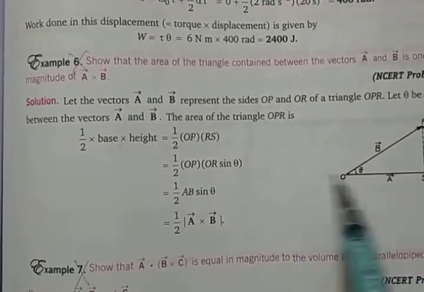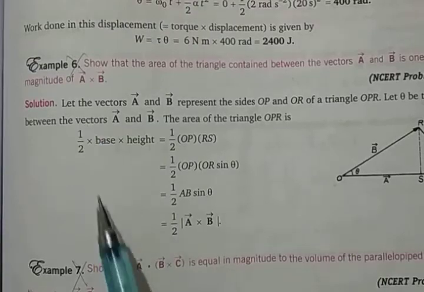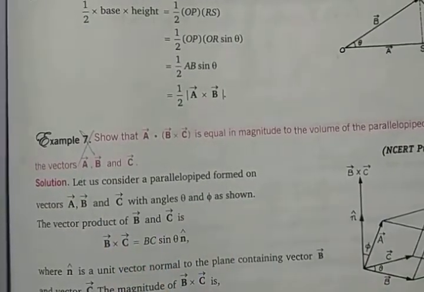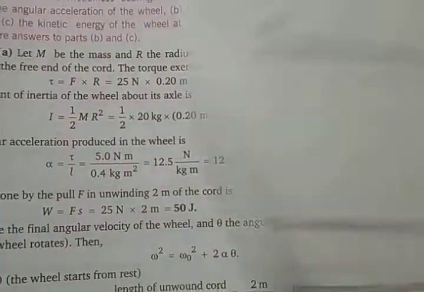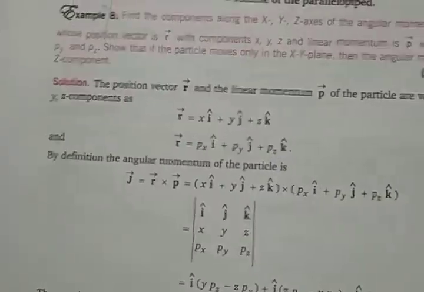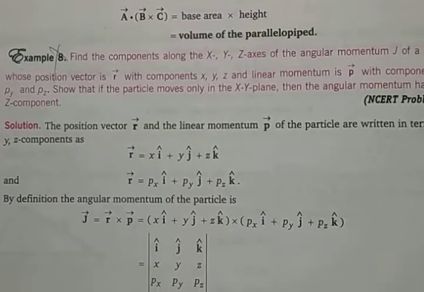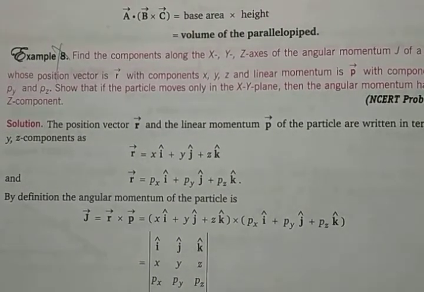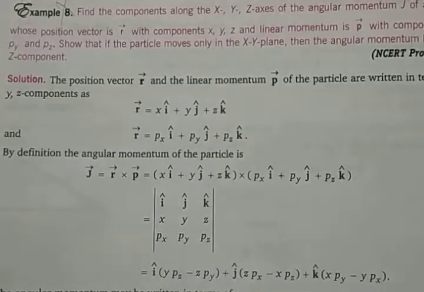Example number 6 we did not do. You can just cross this one. You need not do this one. Example number 7 also we did not do this one. You can cross this. We need not do this. Example number 8 also we need not do this one. It is just a representation of the vector product, so you need not do this one.